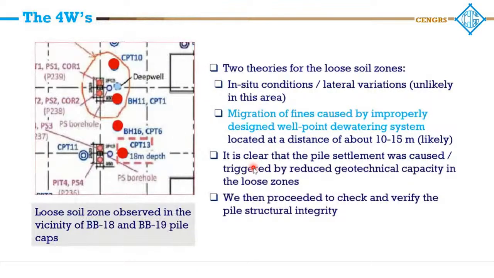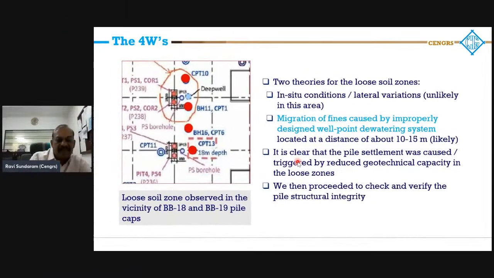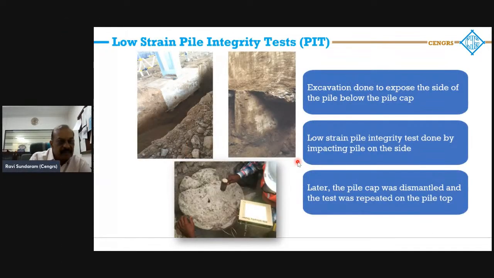The next step which we did was to check the structural integrity of the piles. So a low strain pile integrity test was done. Excavation was done to expose the side of the pile, and the test was done by impacting on the side. Later, the pile cap was dismantled and the test was repeated at the top.